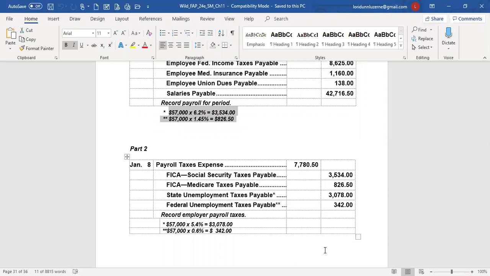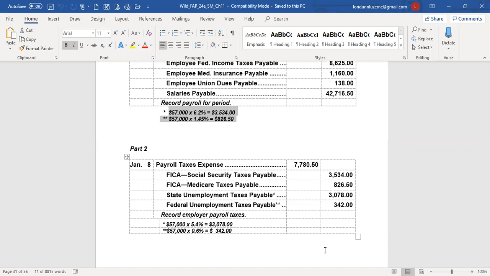So this isn't being paid by the employee. It's not a withholding. This is an additional tax, but they use the employee's gross pay to calculate it. So we take the $57,000 gross pay times the state unemployment rate given of 5.4%, $3,078, and then the gross pay times the federal unemployment rate of 0.6%. So converting that to a decimal, 0.006 would be multiplied by 57,000 or $342.